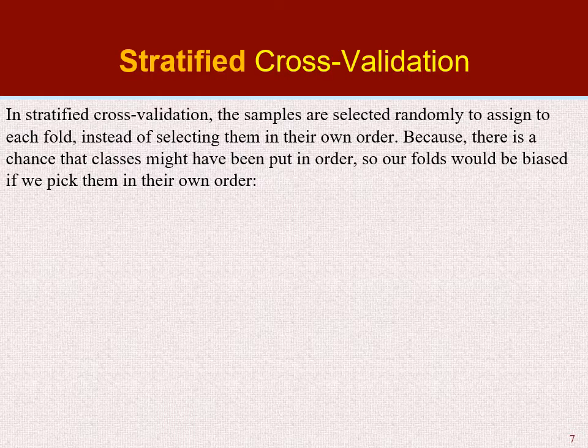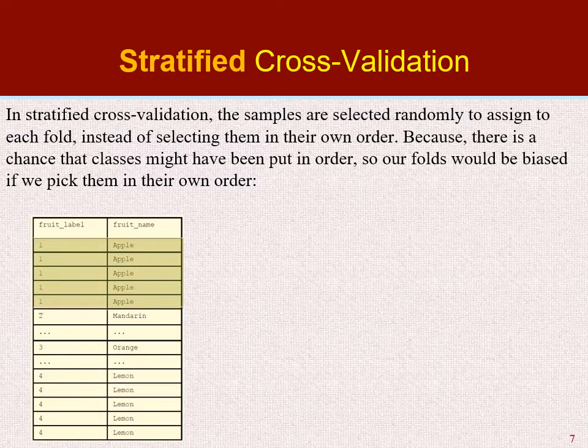Remember that we did a classification for fruits. We classify a fruit based on its weight, mass, color, size, etc. These are the examples. As you see here, all of these entries are the class apple. All of the next entries are mandarin. All of the next are oranges. All of the next are lemons.